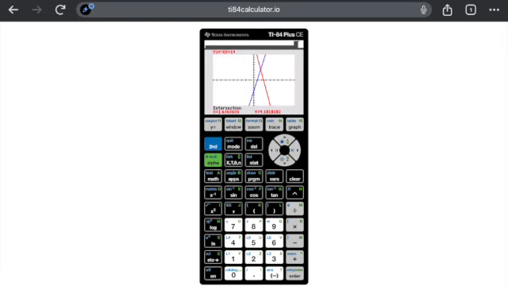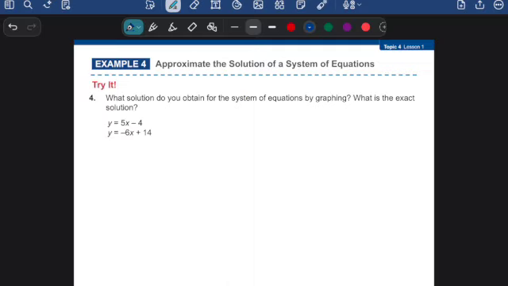1.6363 repeating, and our y value is 4.181, so looks like it's repeating also. They just rounded the 1 up to a 2. So using graphing, our x value was 1.6363, and I think that repeated, right? And our y value was 4.1818. That repeated. How would we solve it and get an exact solution?